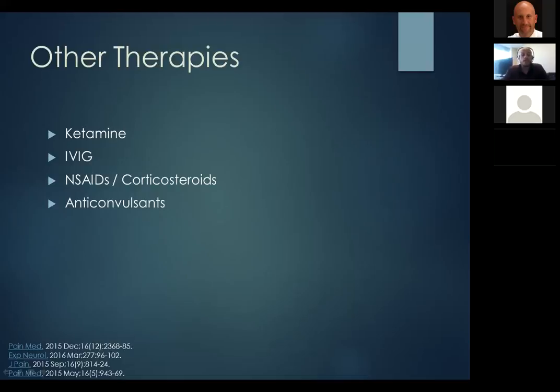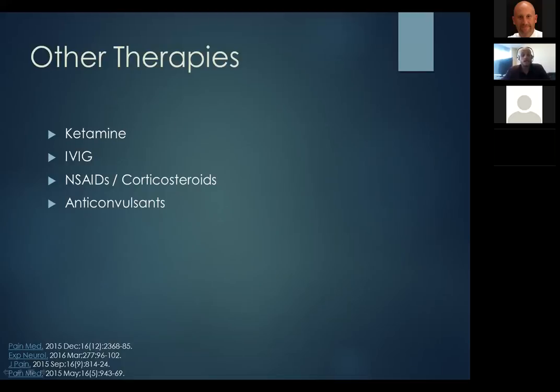IVIG, so intravenous immunoglobulins, have also been used. In the study that I found, unfortunately, they didn't really give a dosage of IVIG that was given. However, since this condition is a very complex condition that has both central and peripheral mechanisms, it has been shown to help reduce pain in some of these patients. So it's still a route that is being studied more often, but it still needs quite a bit of data.